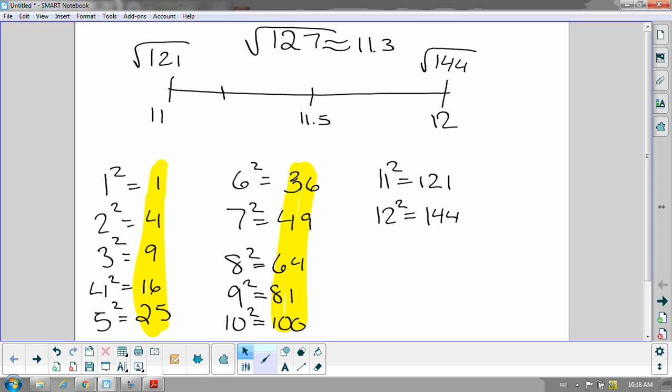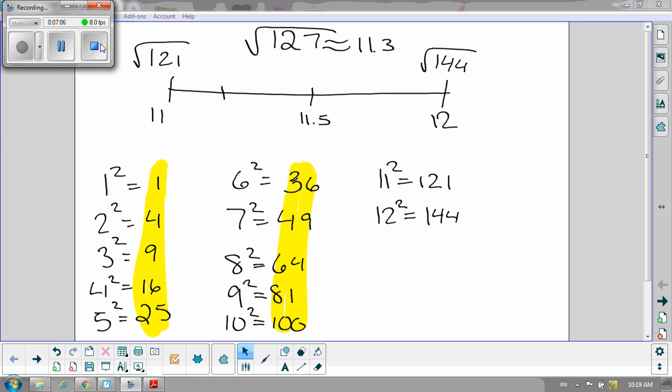So that is how you calculate the square root of a number that isn't a perfect square. I hope this little tutorial helped. If you have any questions, come talk to me about it in class.